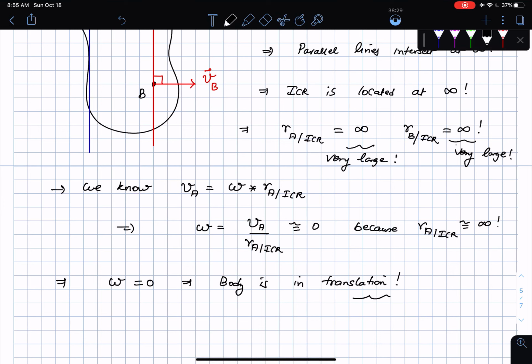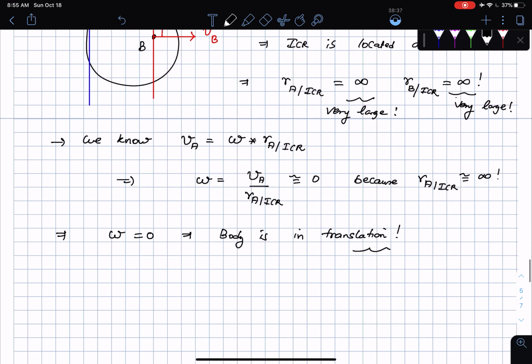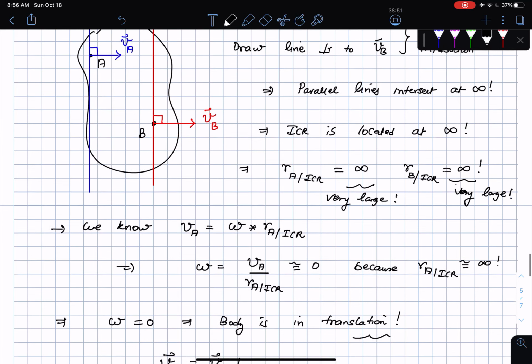Or probably its velocity is going to be changing at that point in time. Angular velocity is changing at that point in time. So this tells me that the velocity of A is the same as the velocity of B, because omega is very small and r is very large. So velocity of A is equal to velocity of B. That's the second case.